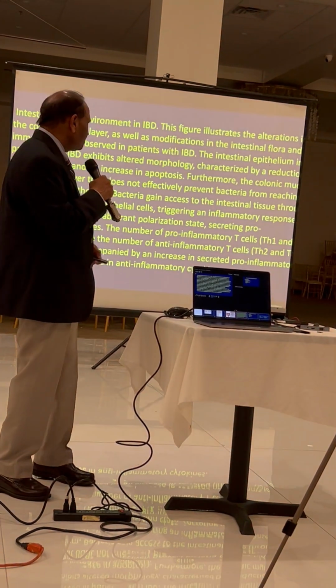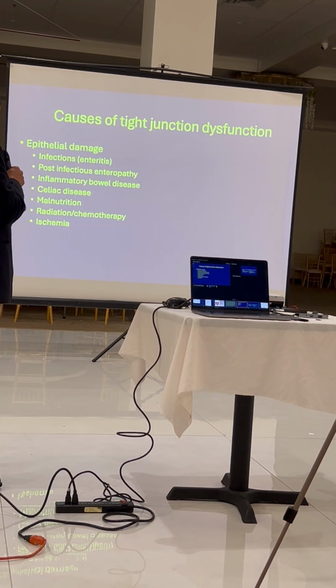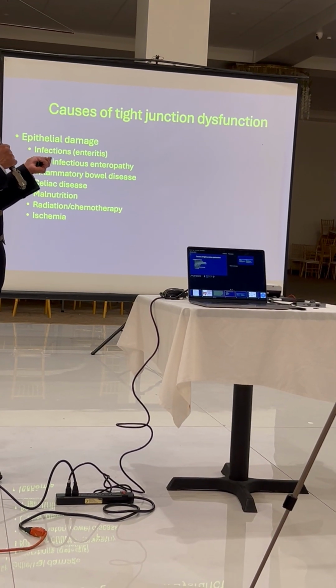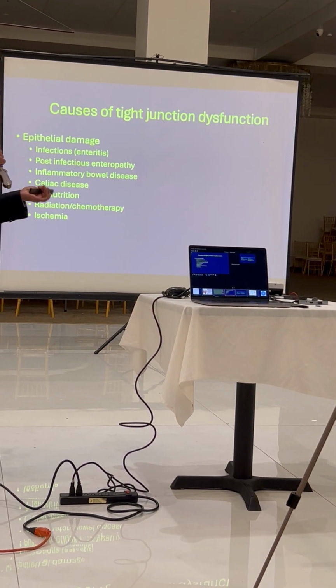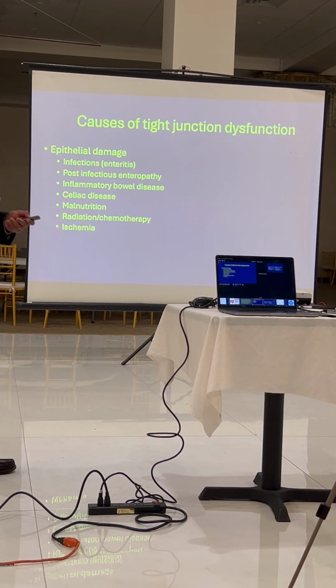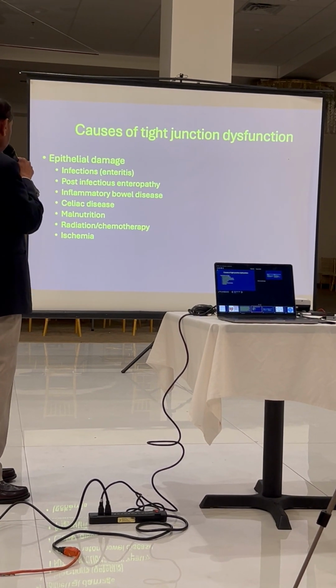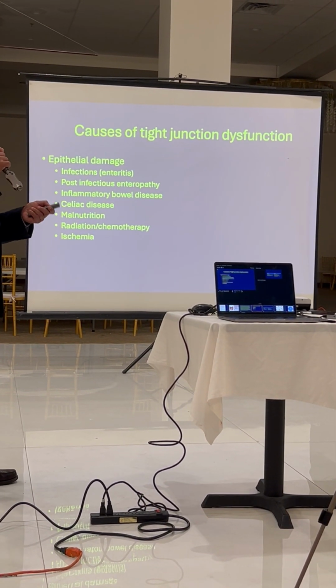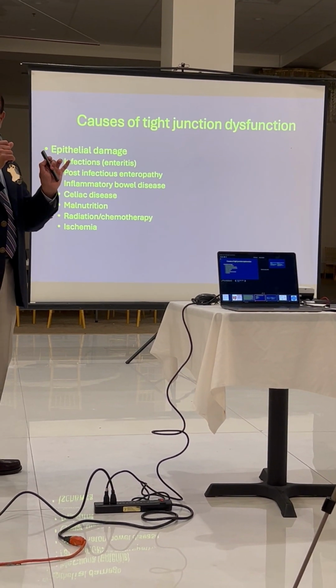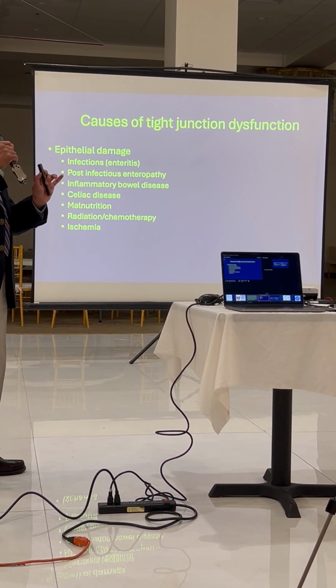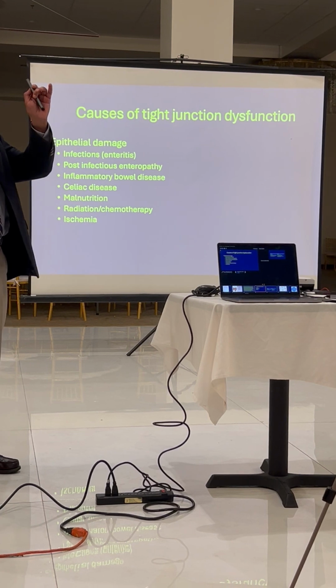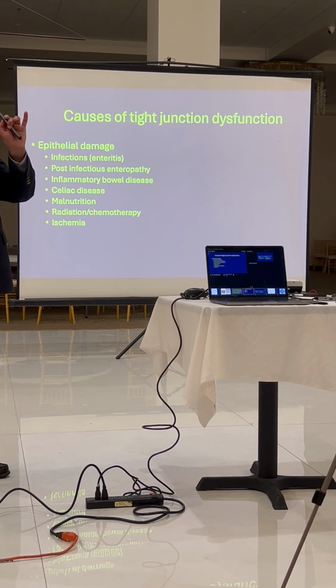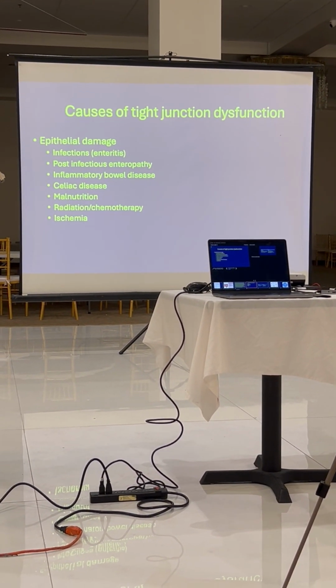And we'll just talk about what else. So what can cause this tight junction to be dysfunctional? One is definitely epithelial damage of any kind. So the first thing is infections. We call it gastroenteritis, but they will all have that. Now, it takes 3 weeks for cells to heal completely. From the bottom of the crypt to the top of the villus, it takes 3 weeks. And during that time, they are very permeable.